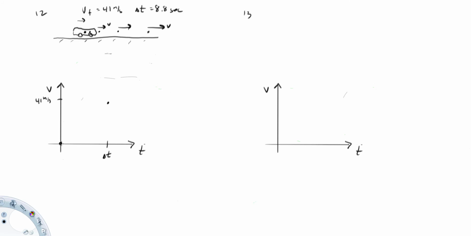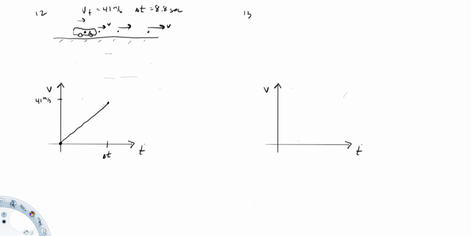Now, the question here is, how do these things connect? Well, in reality, they probably would connect something like this, because acceleration does start to fall off as the RPMs get higher for a couple of reasons. But that's pretty close to linear. I'm just going to go ahead and assume constant acceleration.